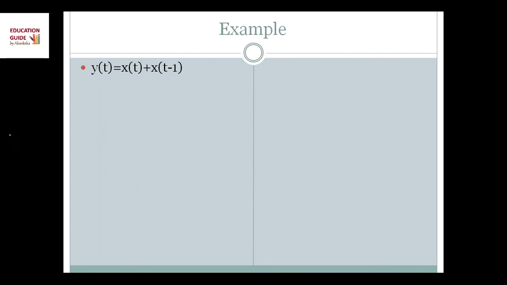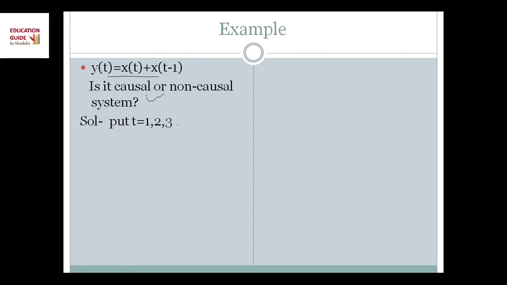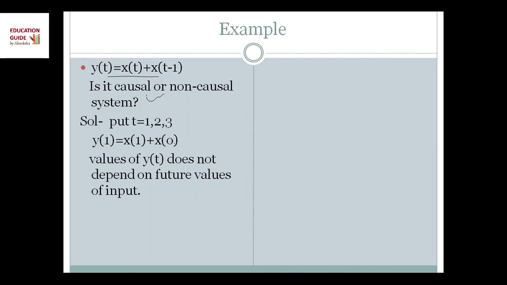First example is y(t) = x(t) + x(t - 1). Is it a causal or non-causal system? Put t = 1, 2, 3. So y(1) = x(1) + x(0). Similarly, we put 2: y(2) = x(2) + x(1). So values of y(t) do not depend on future values of the input. So it is a causal system.